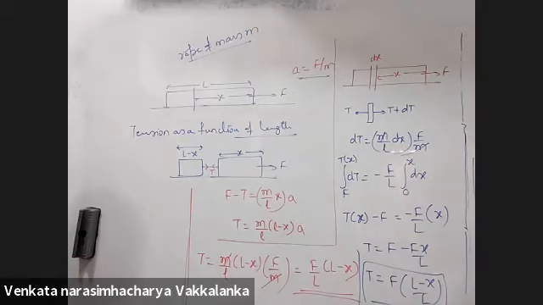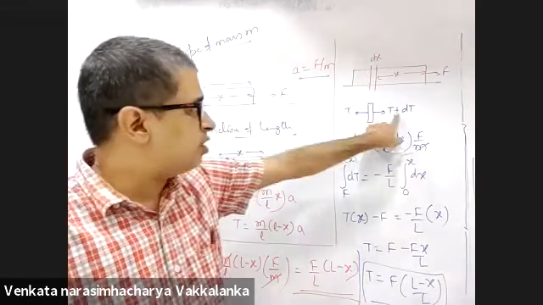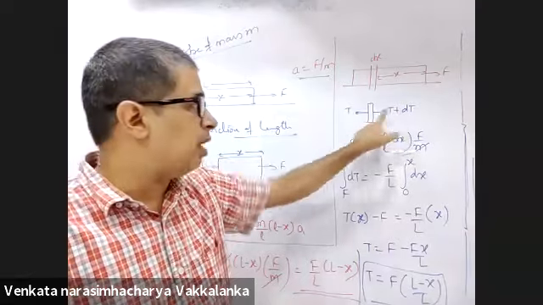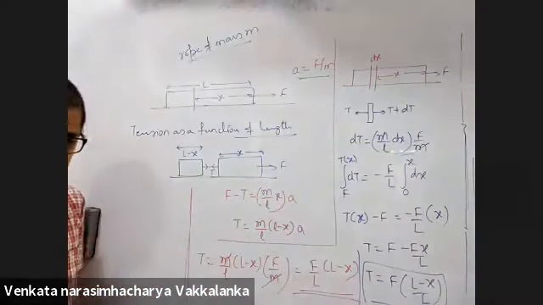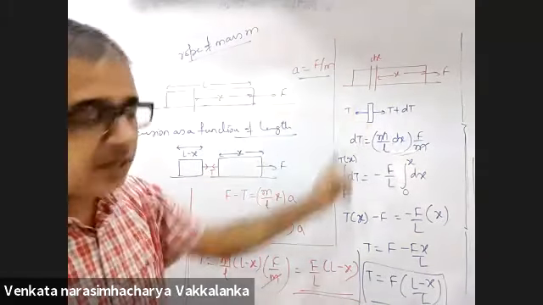Sir, but how did you get T plus dT on the right and T on the left in the FBD? This tension is greater than this by a small element, otherwise this element will not accelerate in that direction. So technically you will take T1 and T2.